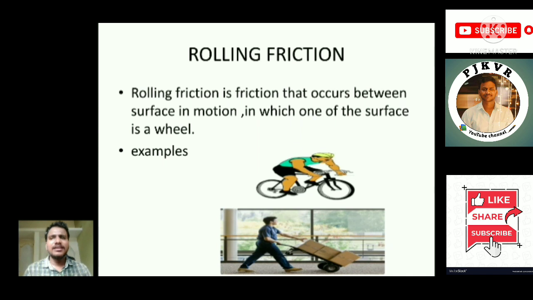Okay. Next we move on to the concept of fluid friction. Fluid friction is friction against a fluid. Examples of fluid friction: the water pushes against the swimmer. When you are swimming, the water resists your body's movement. Next example, the movement in your coffee as you stir it with a spoon. Okay, these are the examples of fluid friction.